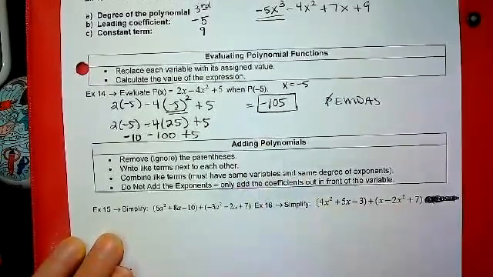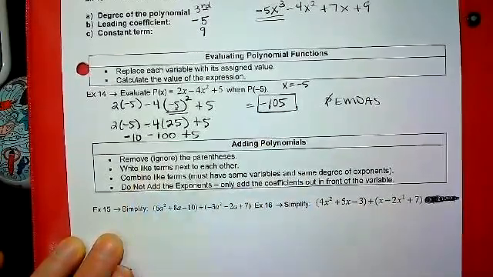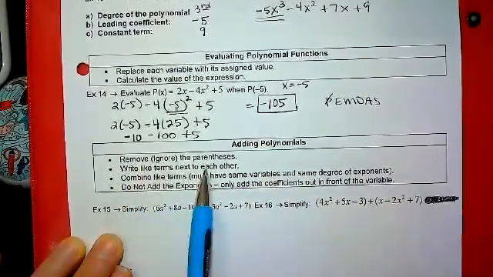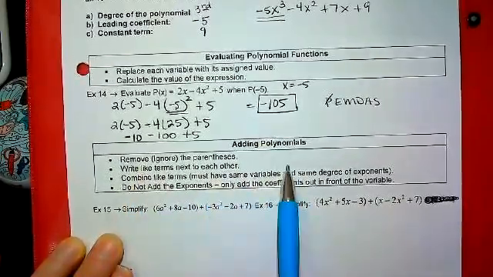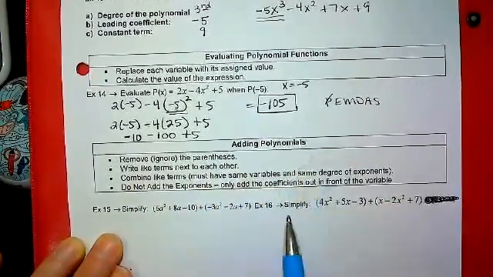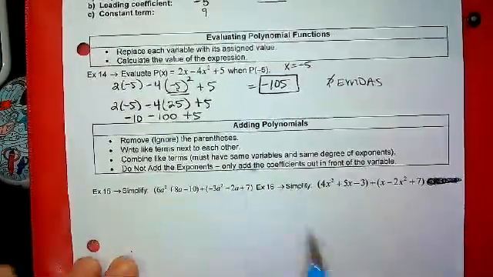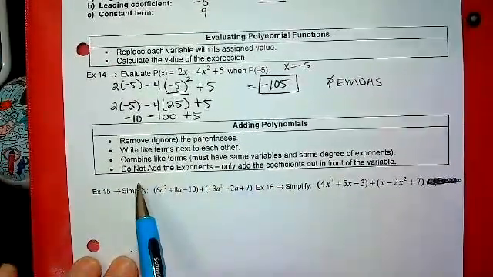So when we're adding polynomials, basically we're just combining like terms. We're going to ignore the parentheses, write the like terms next to each other, whether that's side by side or vertically. You're going to see in WebAssign that it'll tell you to do one or the other. I don't care which one you do. I will do both today in the notes.